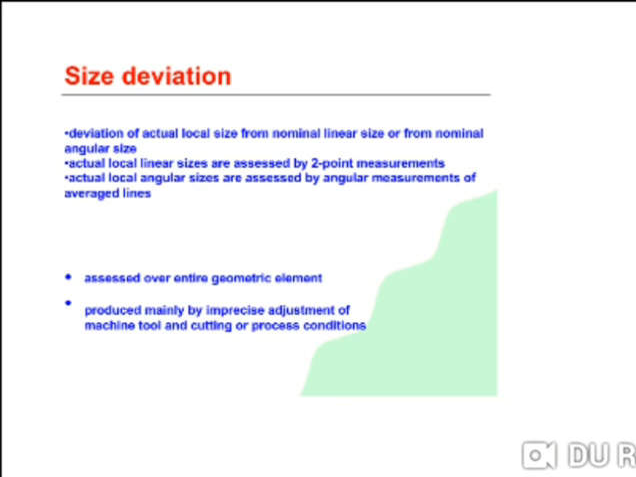Deviation of actual local size from nominal linear size or from nominal angular size. Actual local linear sizes are assessed by 2-point measurements. Actual local angular sizes are assessed by angular measurements of averaged lines.